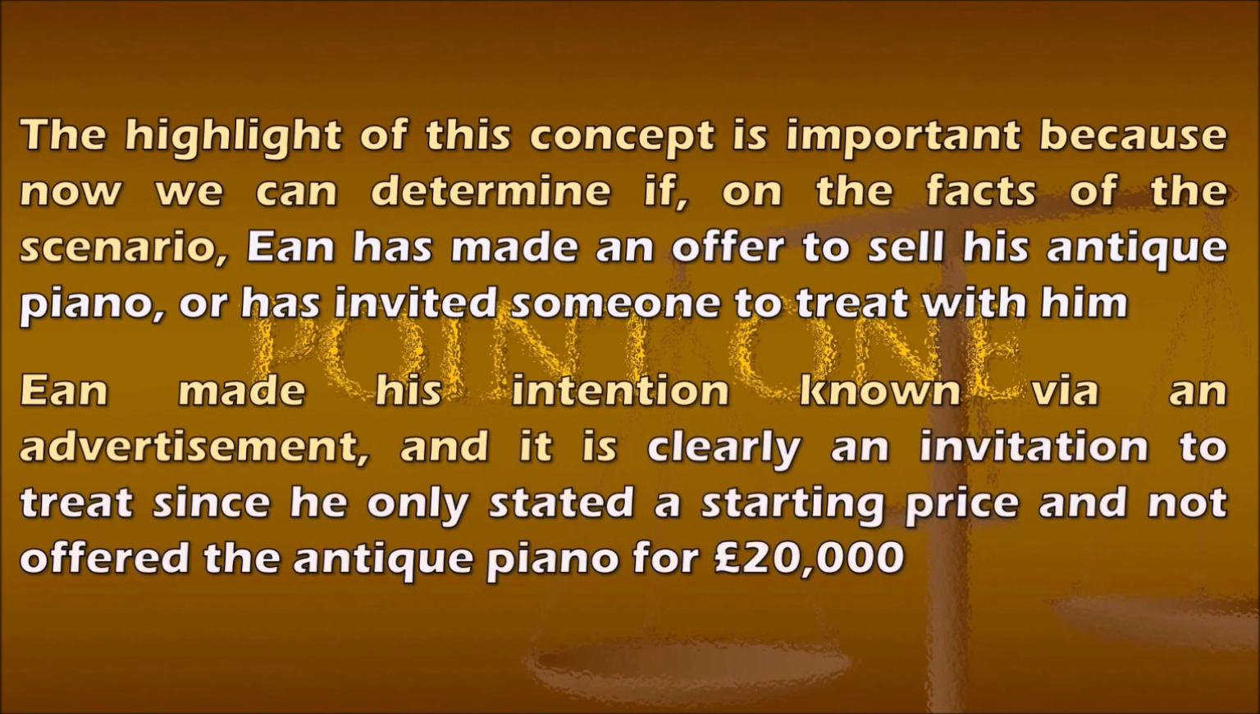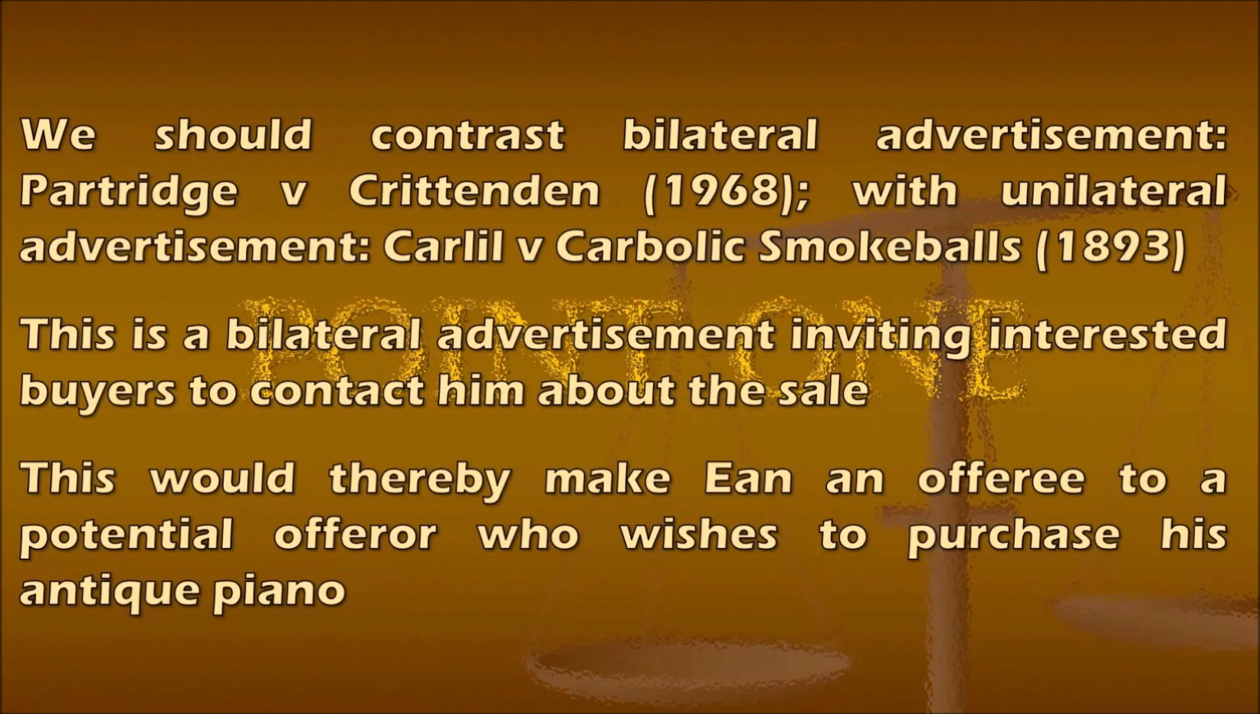Based on the facts, Ian made his intention known via an advertisement, and it is clearly an invitation to treat, since he only stated a starting price and did not offer the antique piano for £20,000. Here, we should contrast bilateral advertisement under Partridge versus Crittenden 1968 with unilateral advertisement under Carlill versus Carbolic Smoke Ball 1893. Clearly, this is a bilateral advertisement inviting interested buyers to contact him about the sale. This would thereby make Ian an offeree to a potential offeror who wishes to purchase his antique piano.